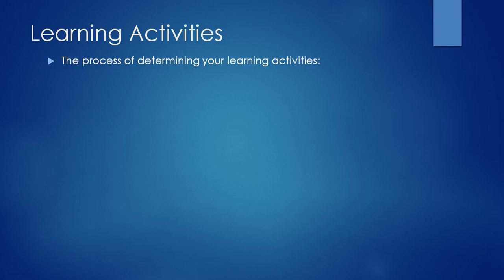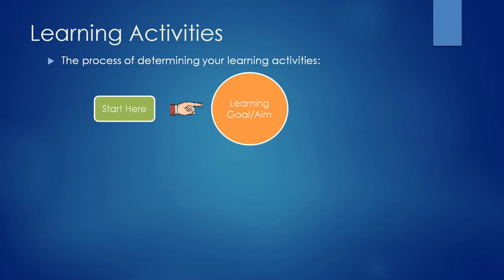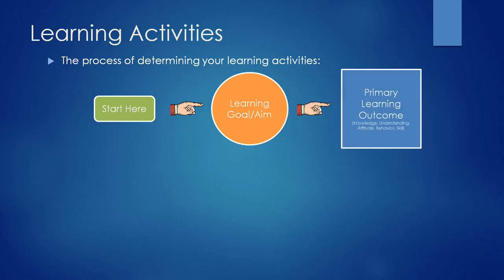But before we talk about more of the structure, I want to show you a process by which we select the proper learning activities. And it starts with, first off, knowing your learning goal or your learning aim. Now, when you know what it is you're trying to accomplish, in this case we use the goal indicator statements, that goal indicator statement will help you to narrow down and focus on one primary learning outcome. Or if you've got more than one learning aim, then you'll have more than one primary learning outcome.